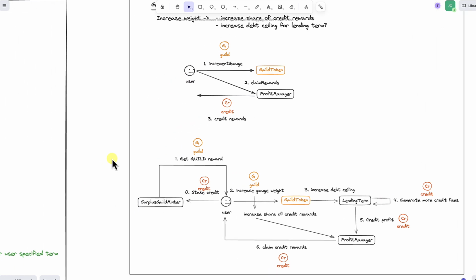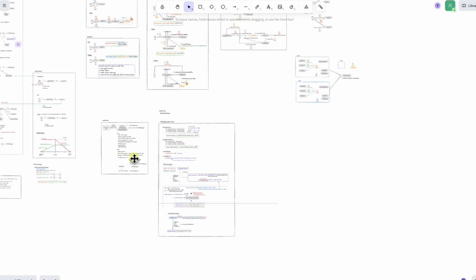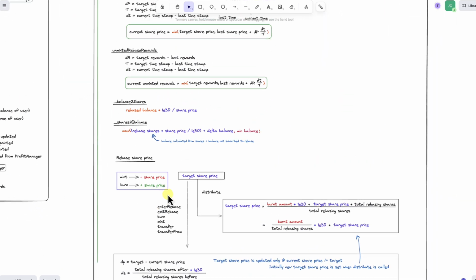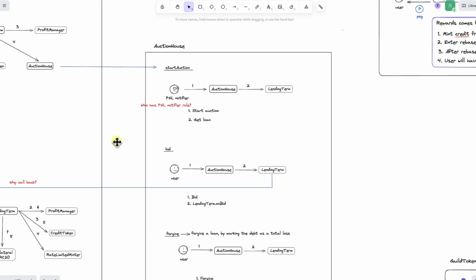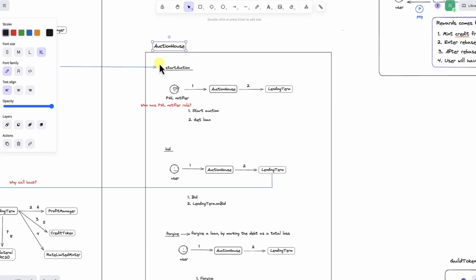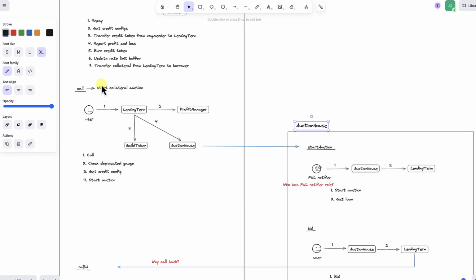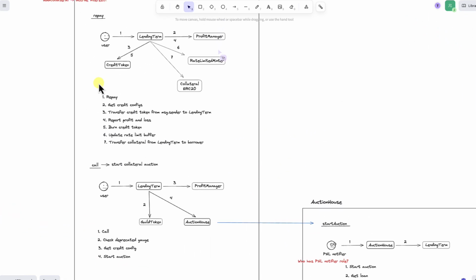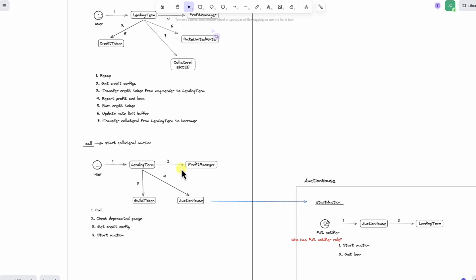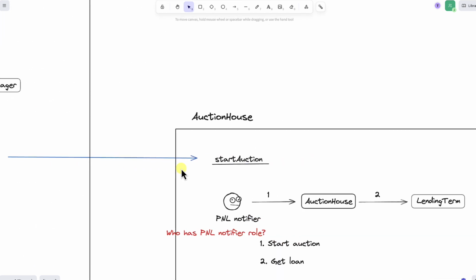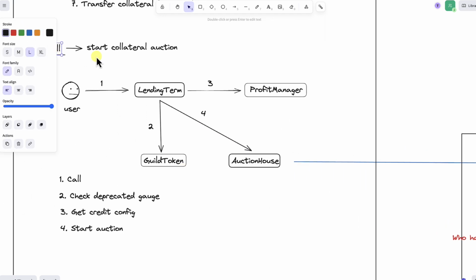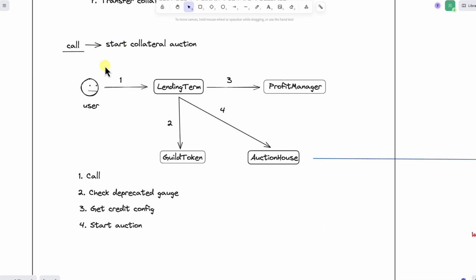Yeah, there's a diagram somewhere on the right with the price, and to the left a little bit. This one, AuctionHouse. You can probably start there. Which call? Inside AuctionHouse. You don't want to start with call in lending term? Okay, we can start here.